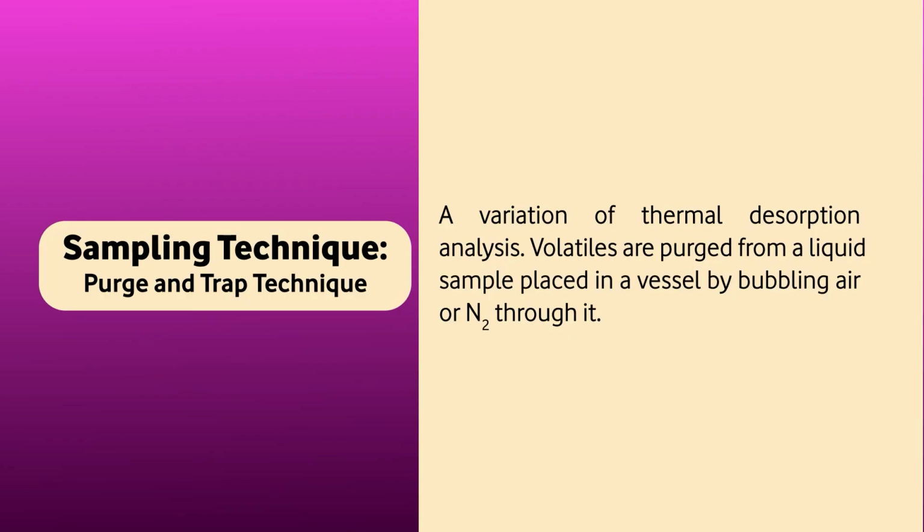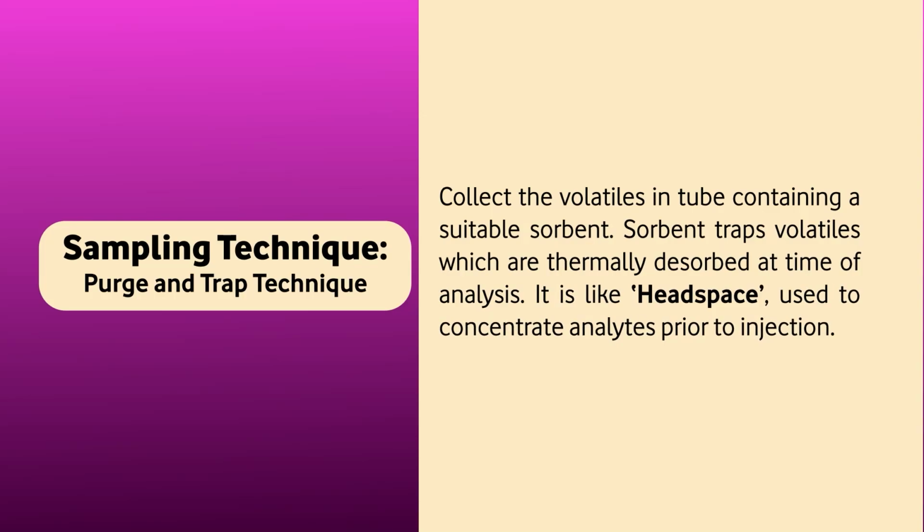How do we do it? We purge the volatiles in the liquid sample. Again, like in the headspace, the liquid sample is in the vessel, and we purge it with bubbling air or nitrogen. It is preferred to do it with nitrogen. Collect the volatiles in a tube containing a suitable sorbent.